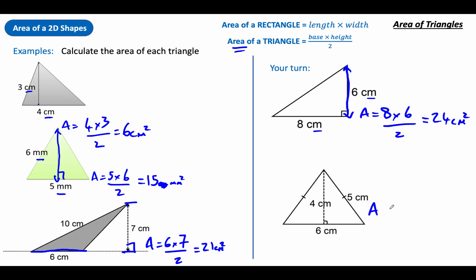This one, area equals, well, the base is 6. So I've got 3 measurements. You never just times stuff together, it doesn't matter what it is. You're always looking for this dimension. What dimension am I looking for? It's the height. Base times height, divide by 2.